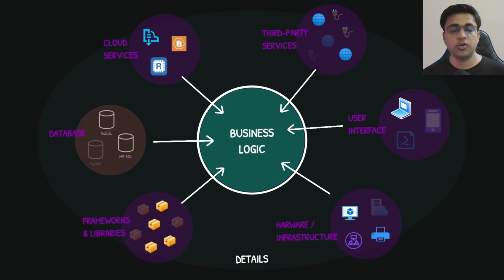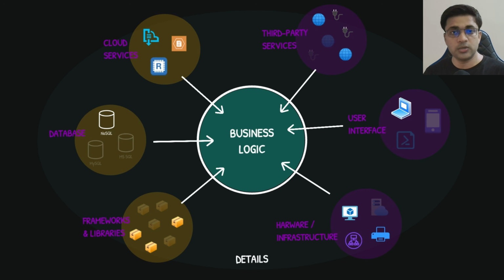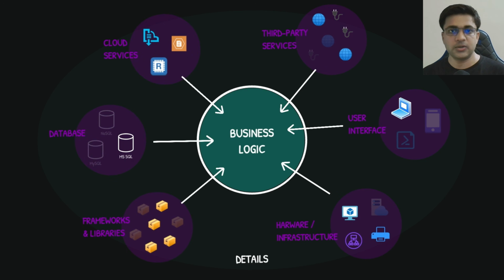So, for example, what if the database changes? Since no one depends on it, nothing will be impacted. We can freely change it at any time. What if we move to a different cloud service or a new framework? Again, there is nothing in the whole system that depends on them, so nothing will be impacted. And the same is true for everything else on the outer layer.